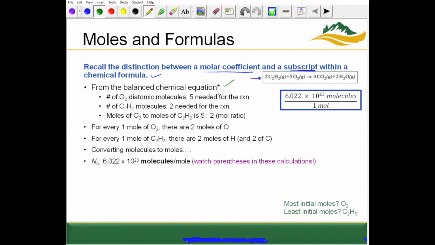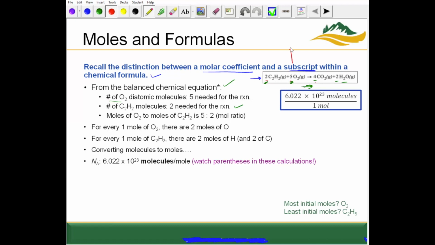So from this balanced reaction, what we can say is that the number of O2 diatomic molecules is 5. So 5 molecules of O2 are needed for this reaction to proceed. Similarly, the number of molecules of C2H2 is 2. So we need 2 molecules of C2H2 and 5 molecules of O2 for this reaction to proceed to produce 4 molecules of CO2 and 2 molecules of H2O. So that's what we can say from these coefficients.